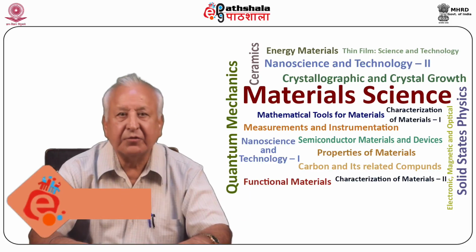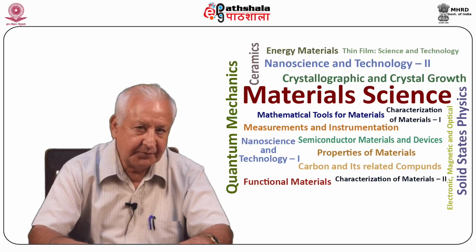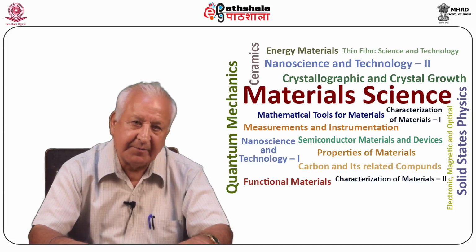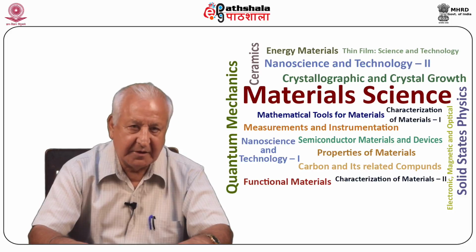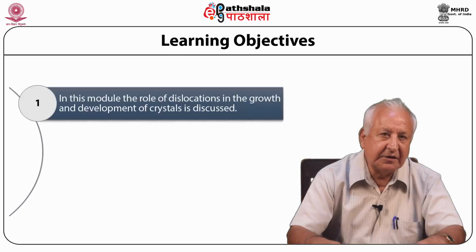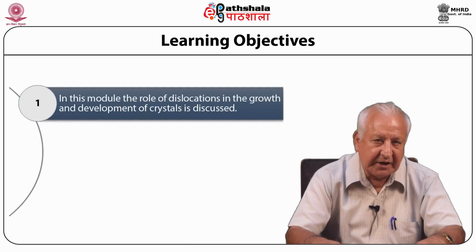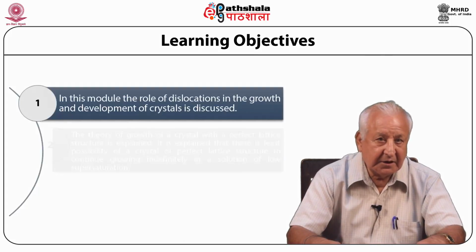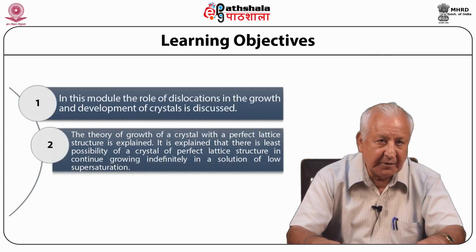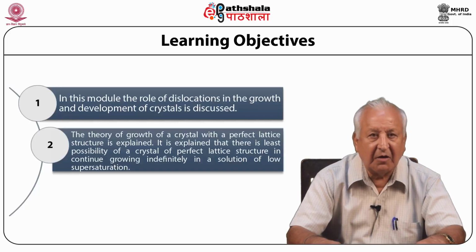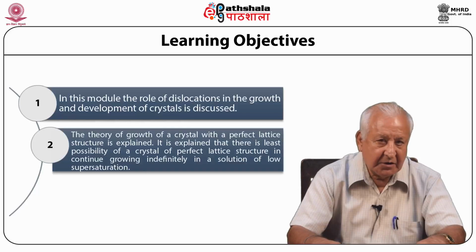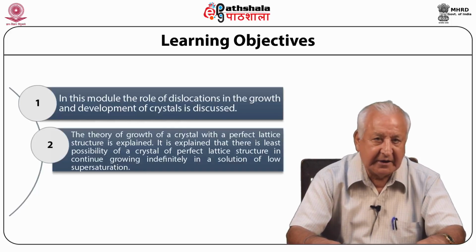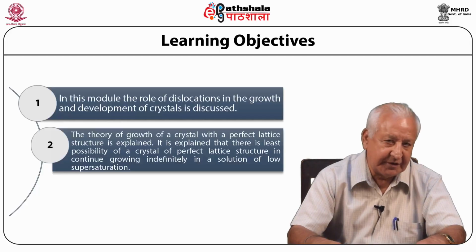Today we are going to discuss a module entitled Dislocations and Planar Defects under the paper Crystallography and Crystal Growth. In this module, the role of dislocations in the growth and development of crystals is discussed. The theory of growth of a crystal with a perfect lattice structure is explained. It is explained that there is least possibility of a crystal of perfect lattice structure to continue growing indefinitely in a solution of low supersaturation.